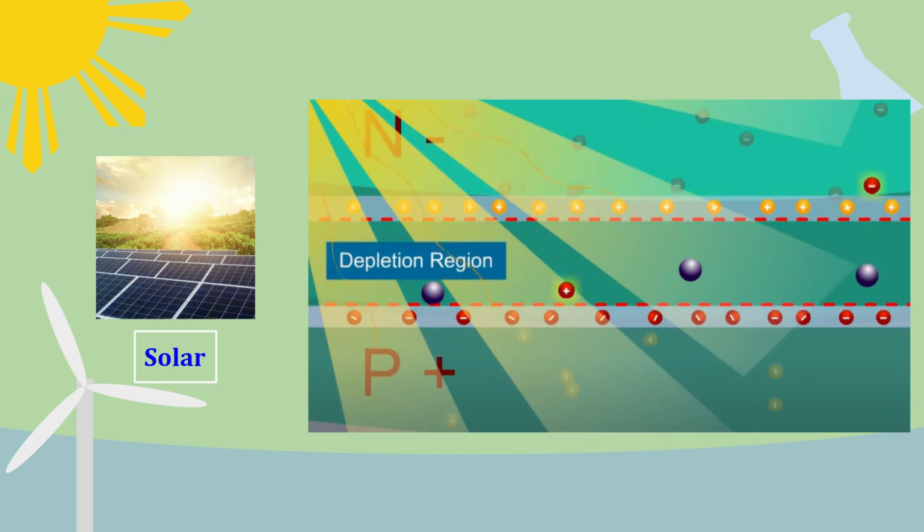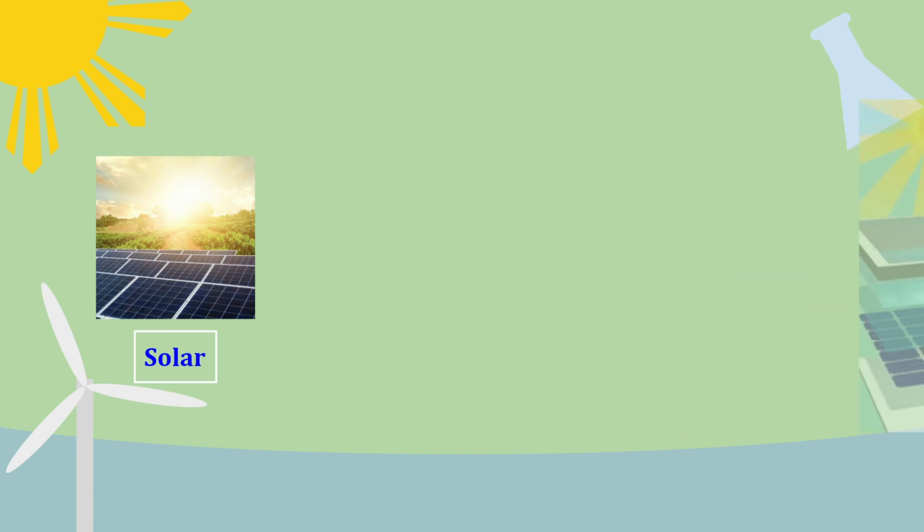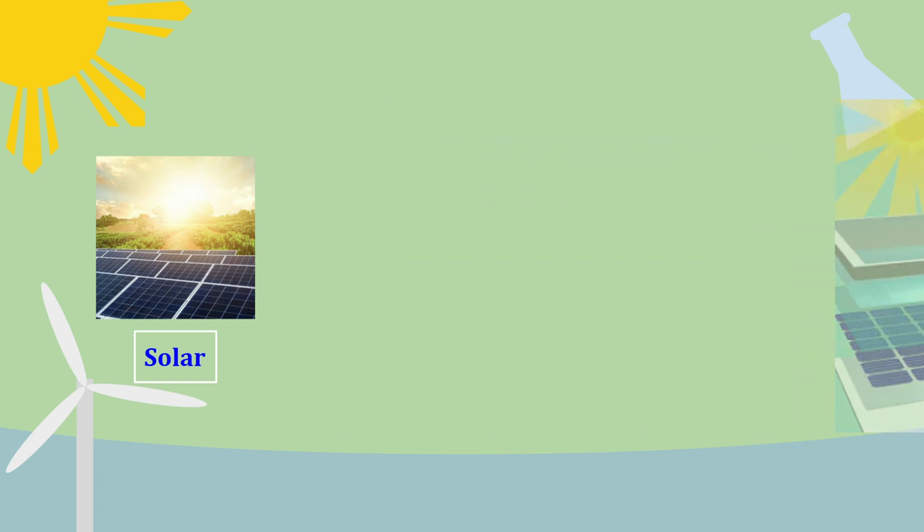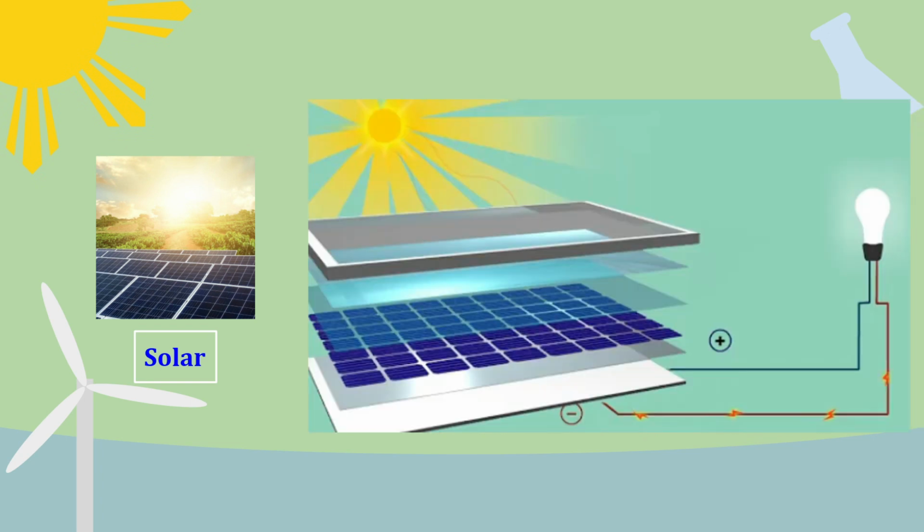When photons from sunlight reach the depletion zone, it transfers its energy to an electron, pulling the electron out of its atom and leaving a hole. The electric field in the depletion zone drives the electron towards the N-type layer and the hole towards the P-type layer. When an electric circuit is connected, the electron in the N-type layer moves through the electrical circuit in order to meet the hole in the P-type layer, generating electrical current.